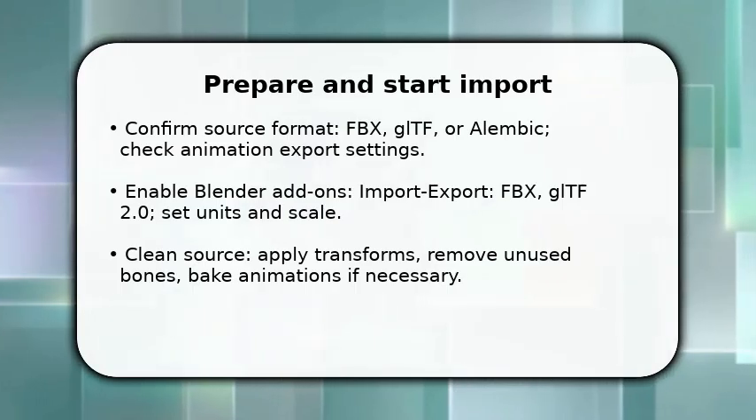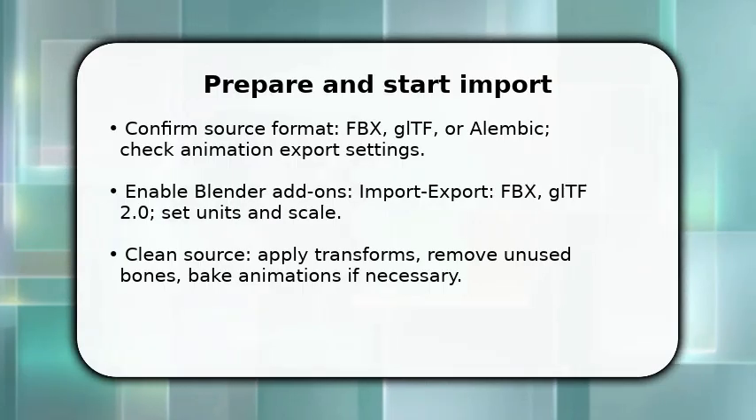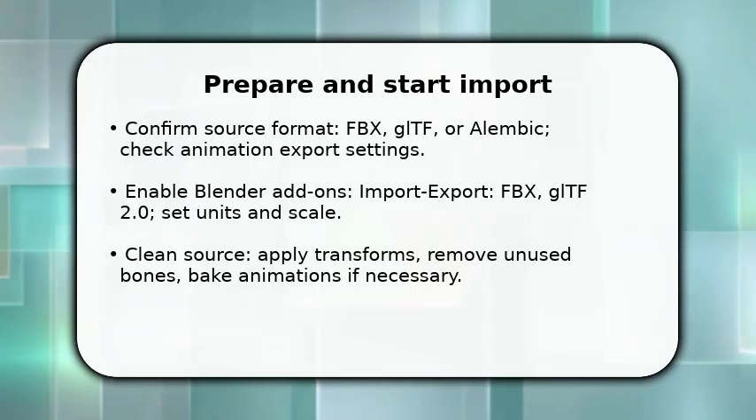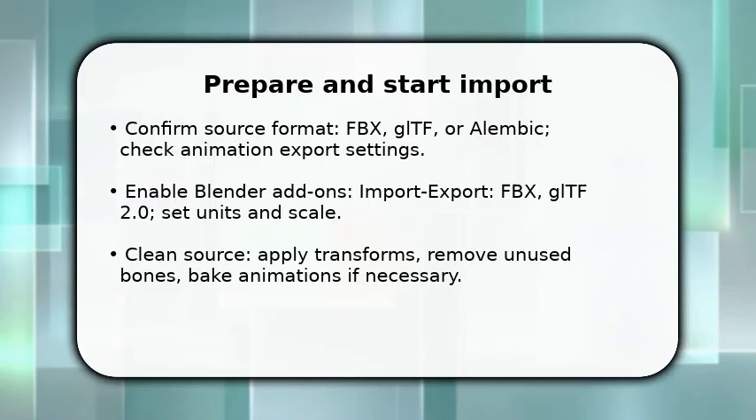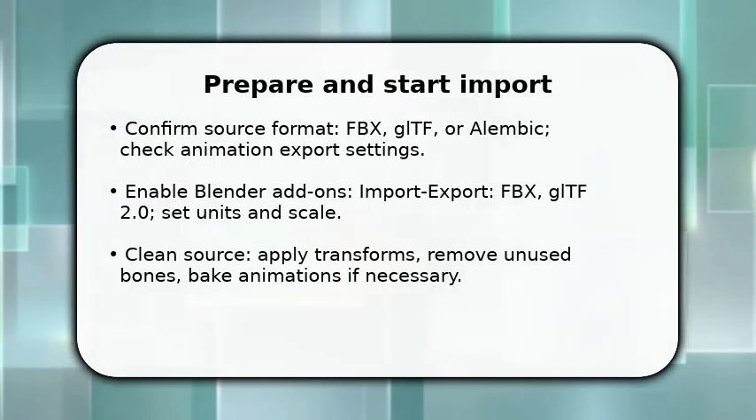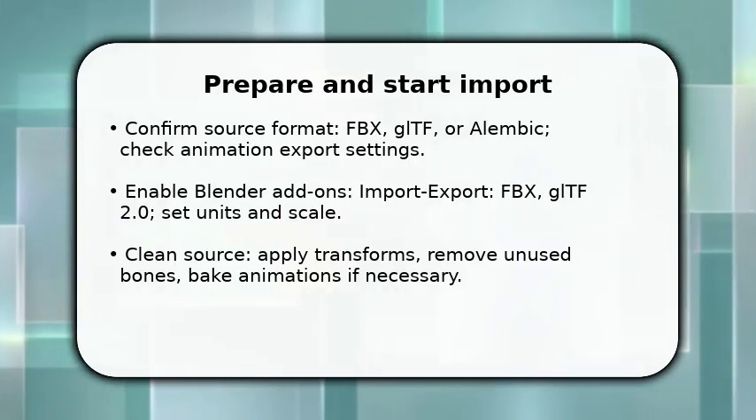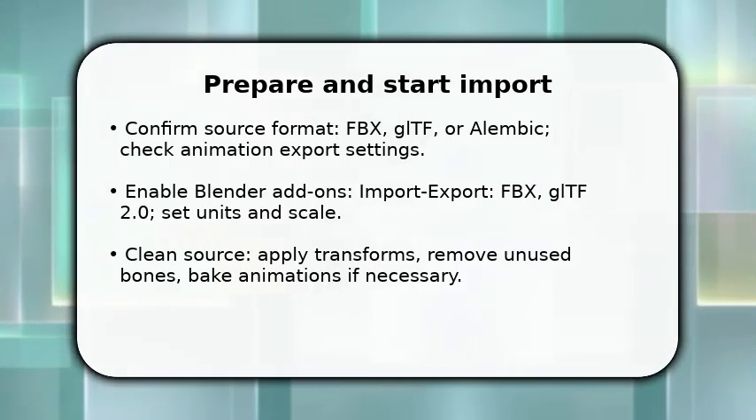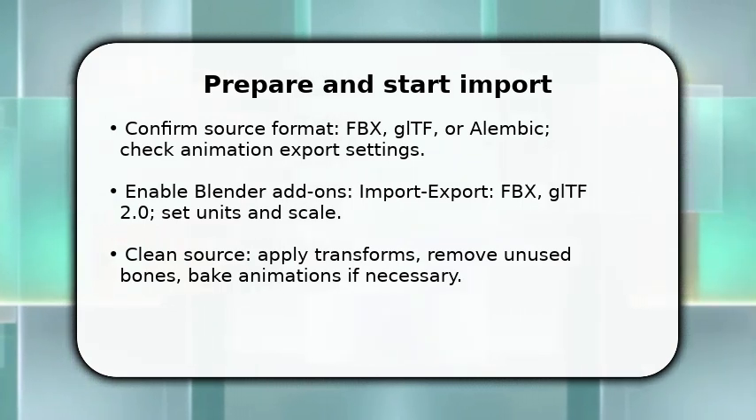Enjoy the video. You begin by verifying the file format and exporter settings from the source application, because import errors usually stem from mismatched export options. Once done, enable the appropriate Blender add-ons and set scene units and scale to match the source. Then import a test file and immediately inspect the outliner and armature, making small fixes like applying transforms or removing extra constraints, so the skeleton and keyframes arrive clean and predictable for the next steps.